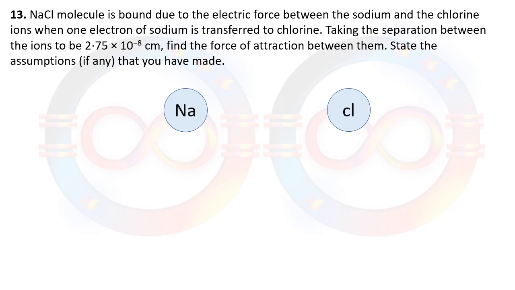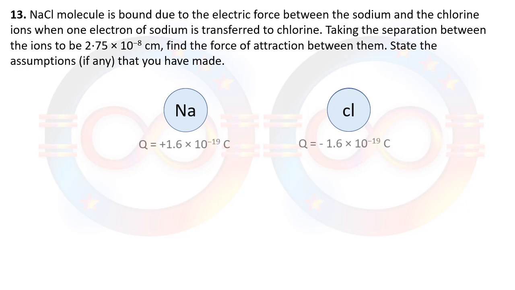Now in this question, it is said that one electron comes out from sodium and is gained by chlorine, and the distance is given as 2.75 × 10^-8 centimeter. We have to find the force of attraction. We know that removal of an electron from sodium will make sodium a positively charged particle, and the addition of an electron to chlorine will make chlorine a negatively charged particle.